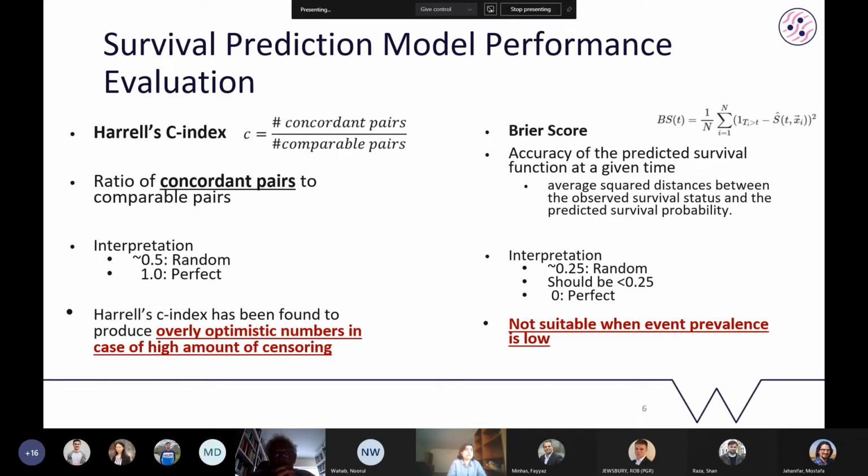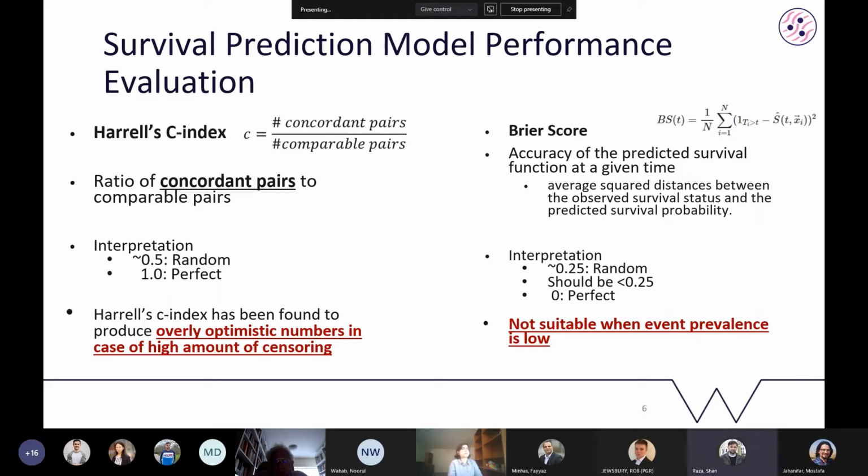You will get a value close to 0.25 in case you have a random predictor, and therefore it should be less than 0.25 for a model that is able to predict survival to some extent. Again, for Brier scores, it has been shown in the literature that it is not suitable when event prevalence is low.